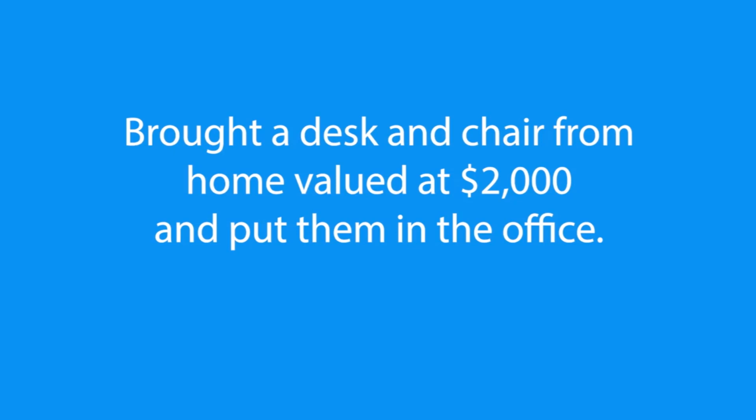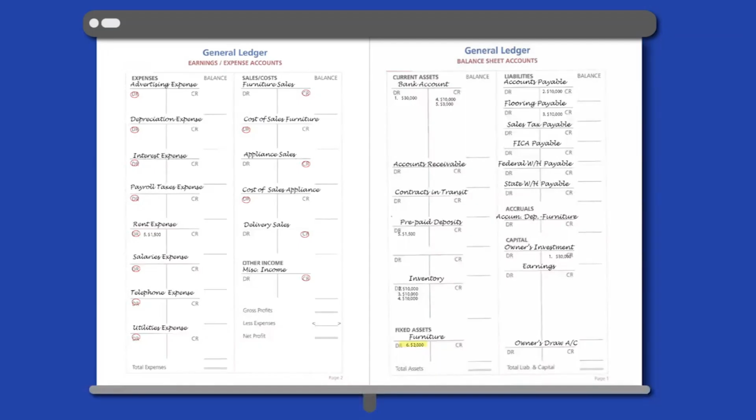Okay, Dean, what'd you do? Good. Excellent. Okay. Debit the furniture fixed asset account, $2,000. Credit owner's investment, $2,000. Doesn't matter if it's cash or inventory or fixed assets. Whatever the owner puts into the business is an owner's investment.